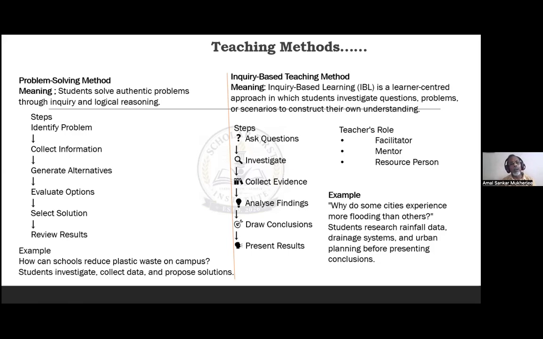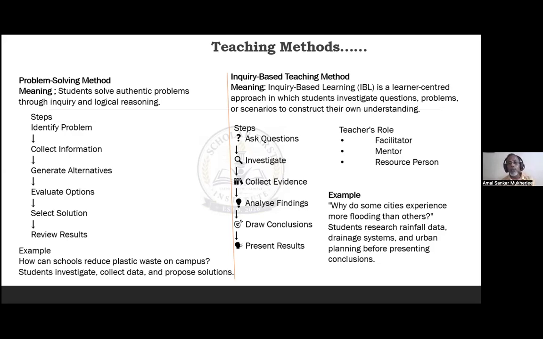Can you cite one example? Like, how can schools reduce plastic waste on campus? This is the issue, or rather, you can say, this is the real life problem that they're facing. The problem is raised. What will the students do? Students will investigate, collect data, and propose the solution. Then the teacher will collect the solutions from the different students, analyze them, and generate the ultimate effective probable solution from them. So that is the problem solving method.